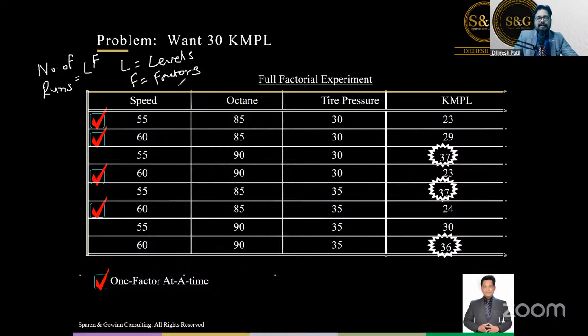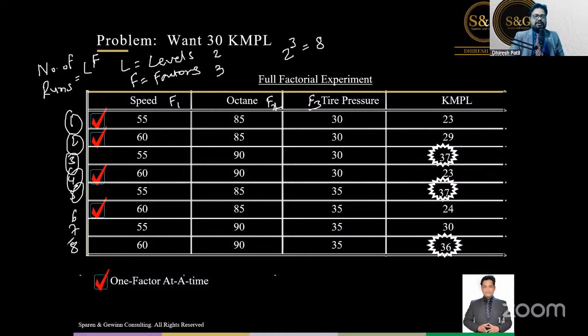Now in this case, speed is a factor, F1. Octane is a factor, F2. Tire pressure is a factor, F3. Clear? And what is level? Every factor has two levels, lower level and higher level, right? So in this case, we have got two levels and three factors. So L raised to F, meaning 2 raised to 3 is equal to 8. That's why we have got 8 runs here: 1, 2, 3, 4, 5, 6, 7, and 8. Clear? Everybody just give me yes in the chat box.